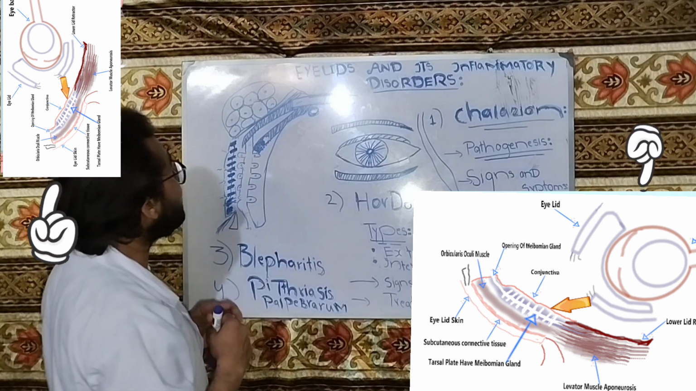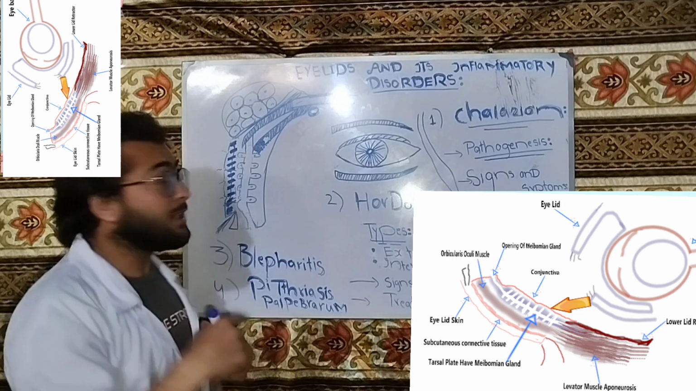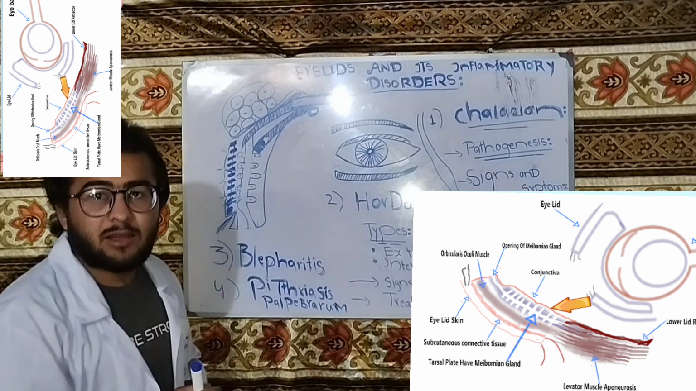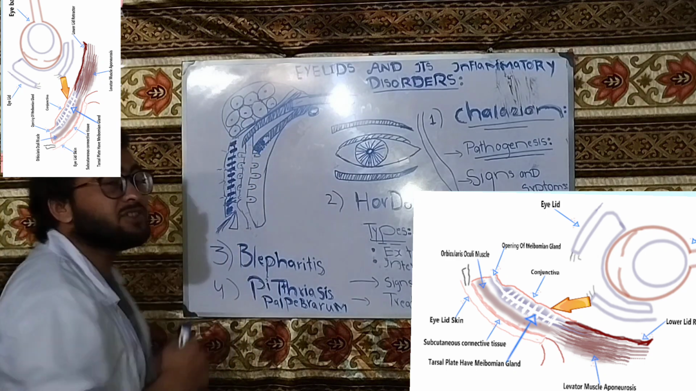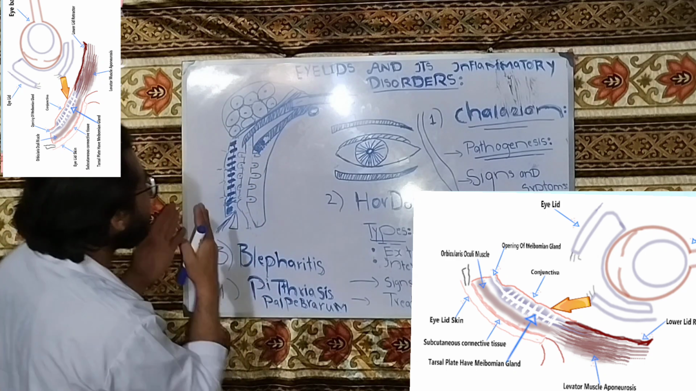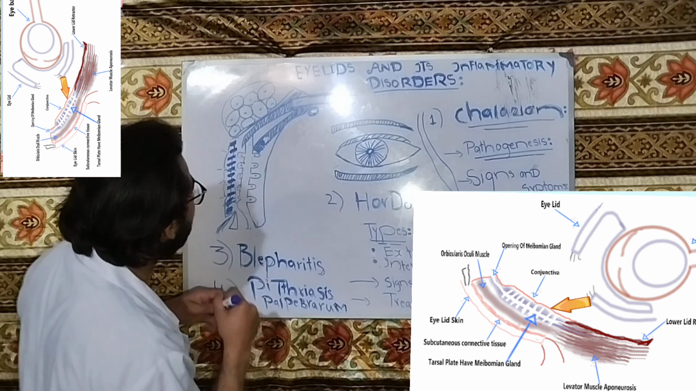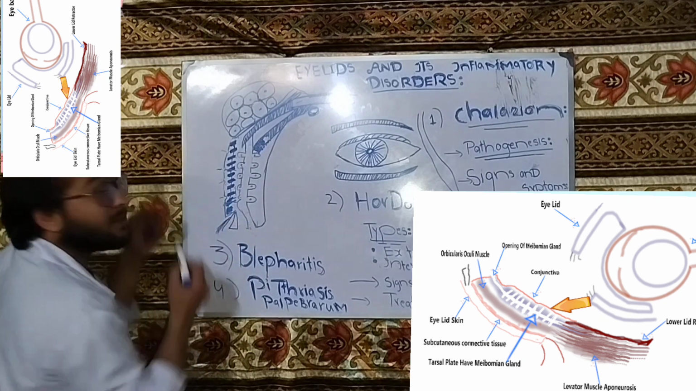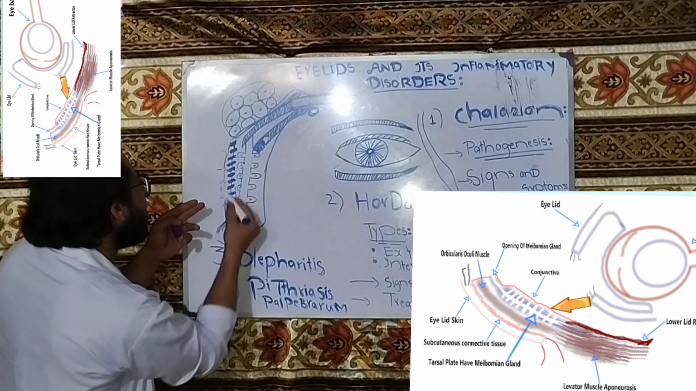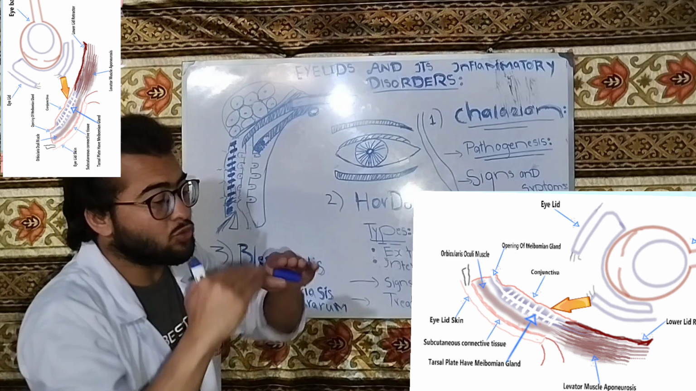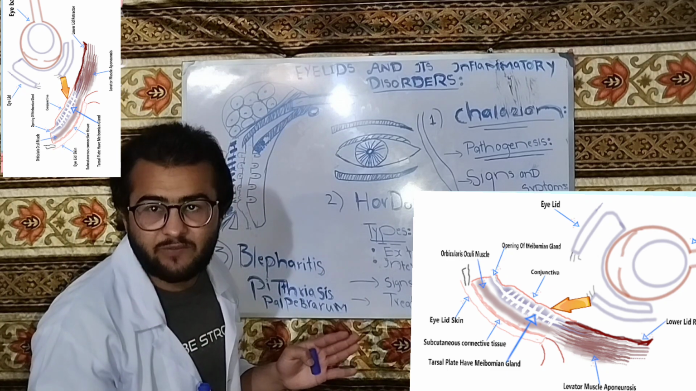The eyelid mainly consists of two lamellae, the anterior lamella and the posterior lamella. Both lamellae are divided by a surgical plane. The anterior lamella further consists of four layers. The first one is the skin, which is the thinnest skin in the body. The second is the subcutaneous tissue, which doesn't contain any fat.